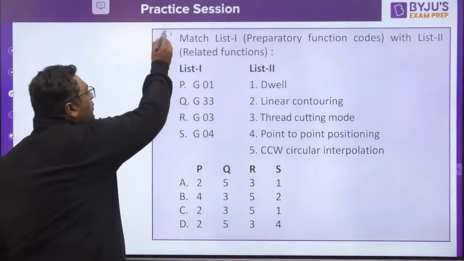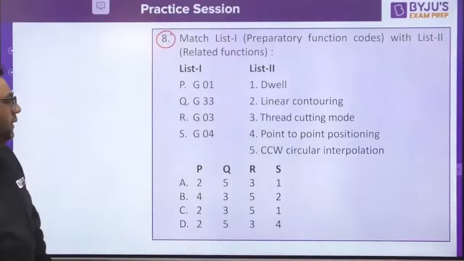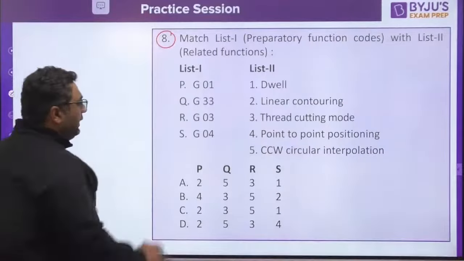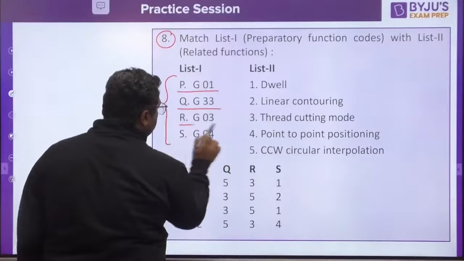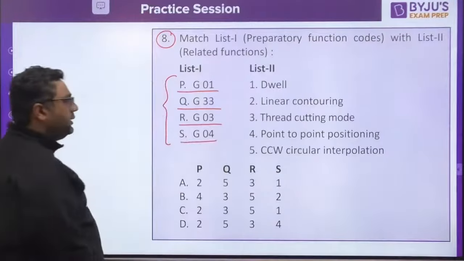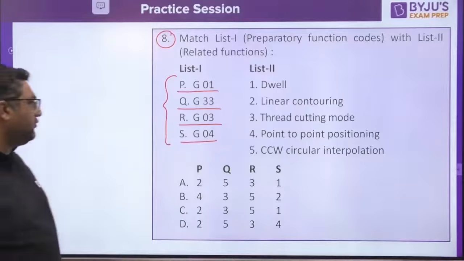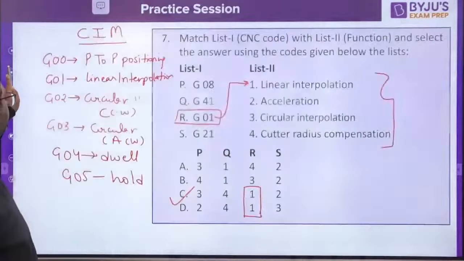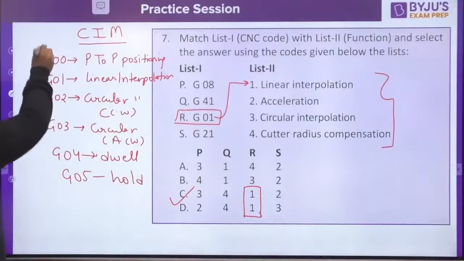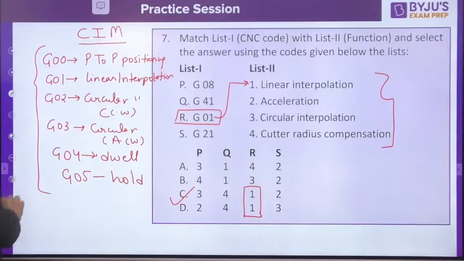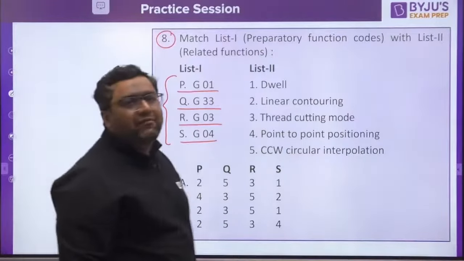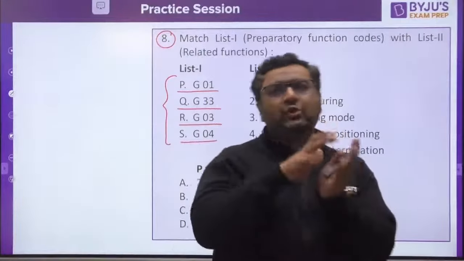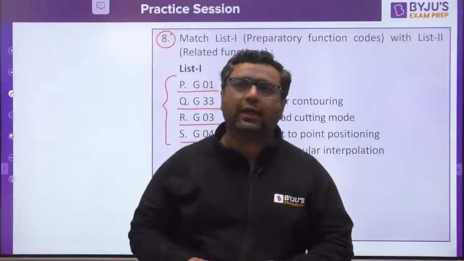Next question is again from G codes and M codes. Here they are asking only about these four codes: G01, G33, G03 and G04. So let us see how many give the right answer for this. You can take help from the previous one. G00, G01, G02. Likewise, there is a table where I have shared around 20 to 22 codes with you, and every time questions are coming from those 20 to 22 codes only. Okay.